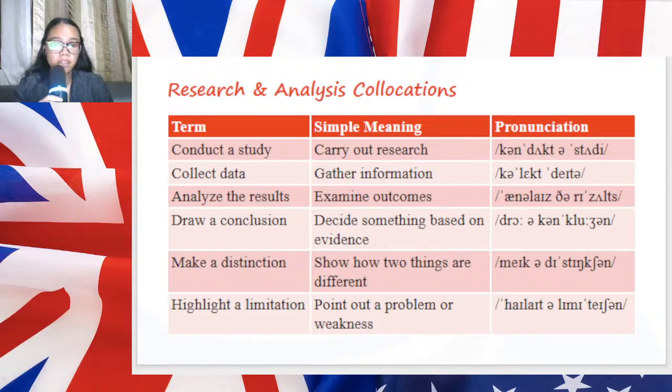Fifth collocation is make a distinction, meaning show how two things are different. We point out or recognize the difference between two or more things. This is important in academic discussions because it shows precision in thinking and clarity in argument. We make distinctions because it helps you avoid misunderstandings and build stronger arguments because you clarify exactly what you mean. Okay, that's it. This is make a distinction.